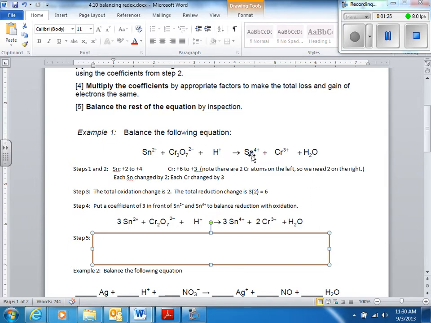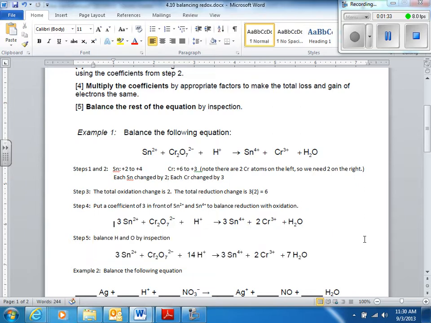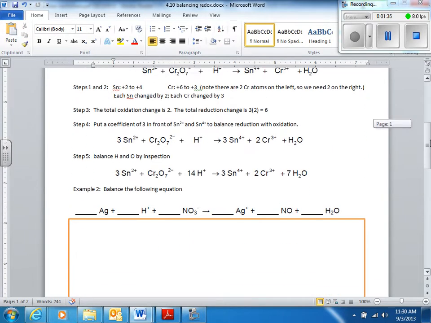And step 5, balance the rest by inspection. You can pause this, or I'm going to show you in a moment, but we're just putting the numbers in front of the hydrogen and the water. And here you go. There's your overall balanced reaction.